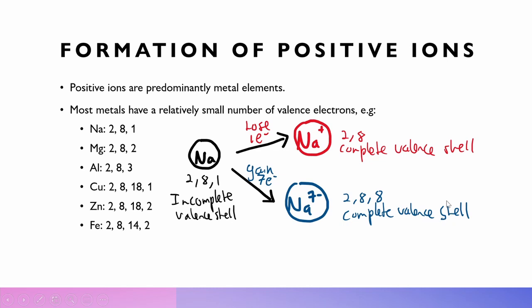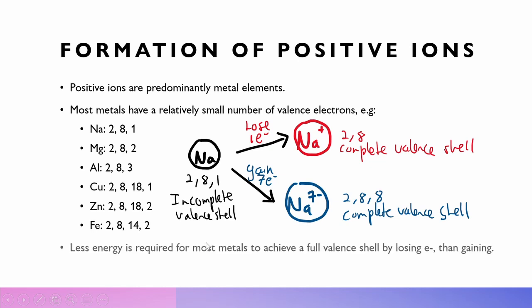However, under standard conditions, the second scenario will never happen. One of the reasons why this would never happen is that it takes so much more energy to gain 7 electrons than it would otherwise need to lose the 1 electron that the sodium atom already has. And in fact, this is true for the majority of metal elements. For most metals, much less energy is required under standard conditions for them to achieve a full valence electron shell by losing their existing valence electrons rather than by gaining electrons to fill up their valence electron shell.